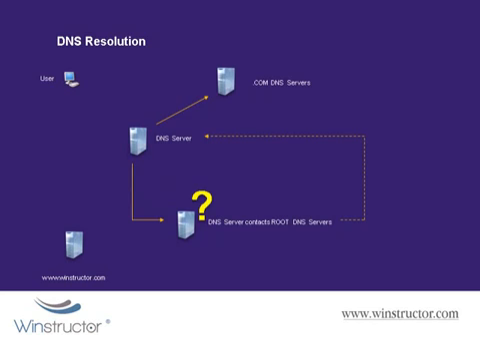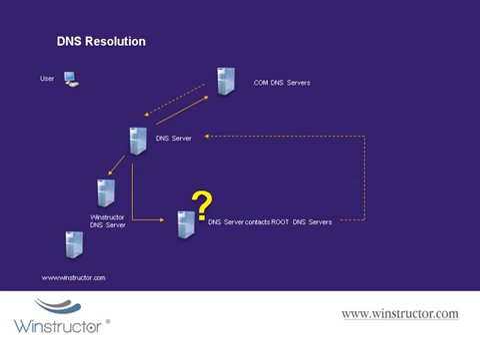Now these .com DNS servers don't know the IP address of the web server on the Winstructor domain, but they do know who should know this information. That's the DNS server that's authoritative for winstructor.com. So they'll send back the IP address of the winstructor.com DNS server to our DNS server.